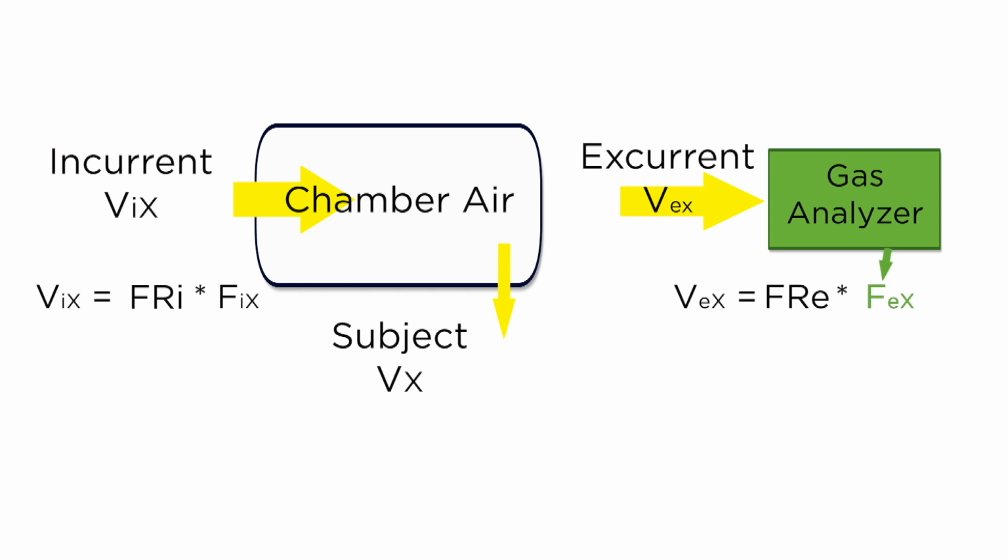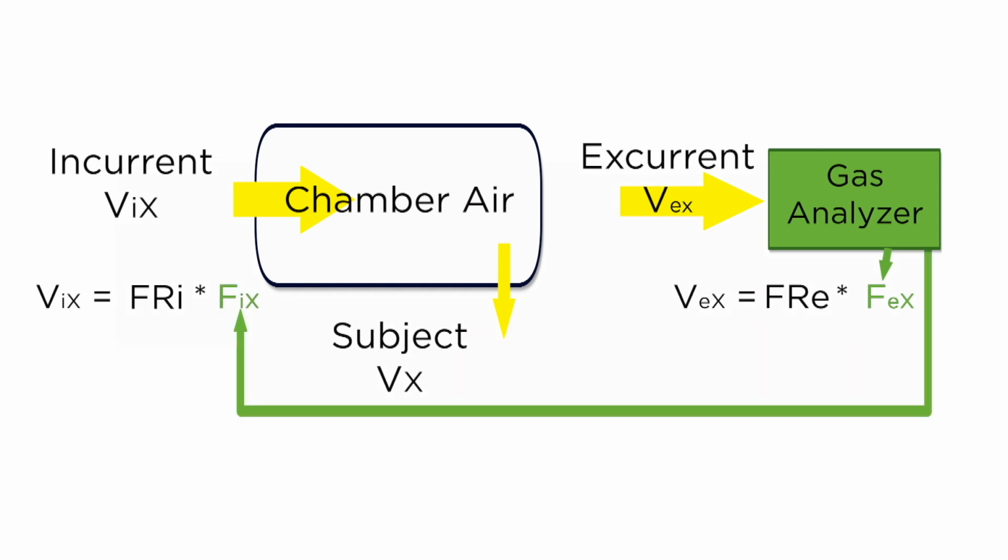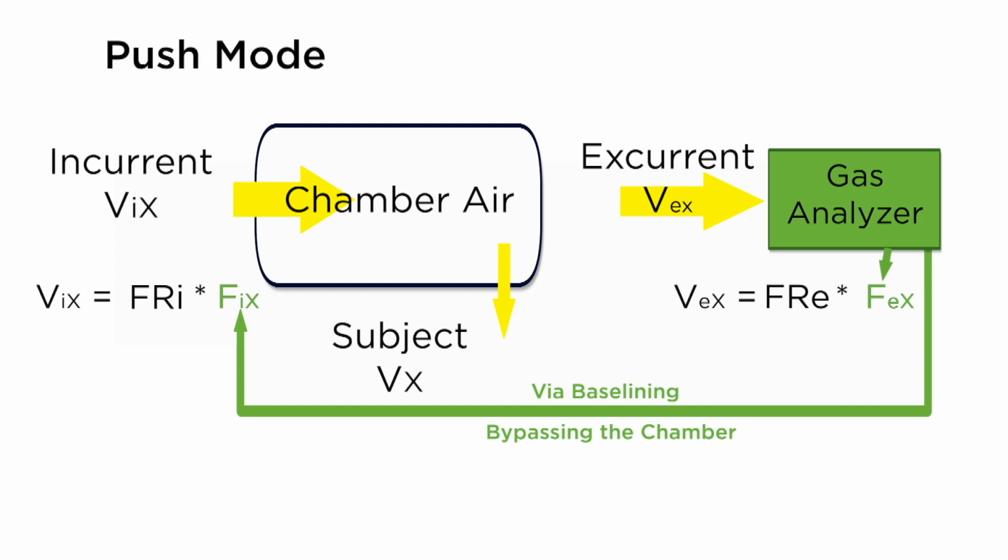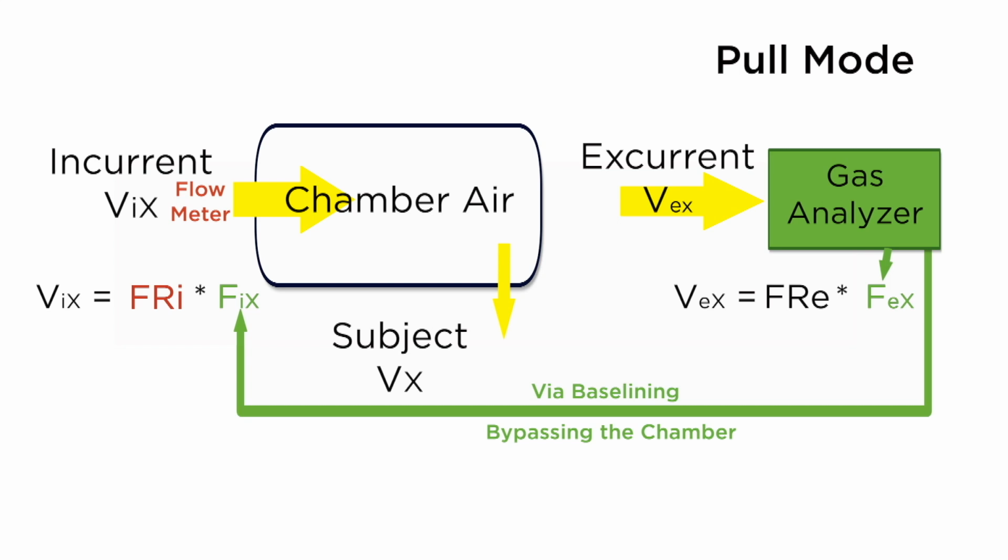To get the in-current concentrations, it will occasionally be switched to a different sampling line in a process called baselining, via a channel bypassing the animal chamber. If we place a flow meter in the in-current tubing lines to the chamber, we get a measurement of the in-current flow rate. This configuration is called a push-mode respirometry system. In a pull-mode respirometry system, the flow meter is placed downstream from the animal chamber, measuring ex-current airflow rate pulled from the chamber.